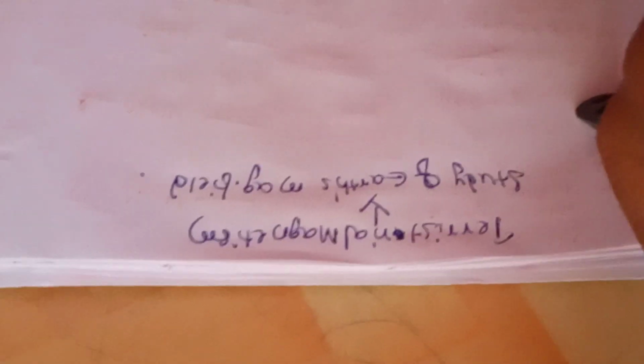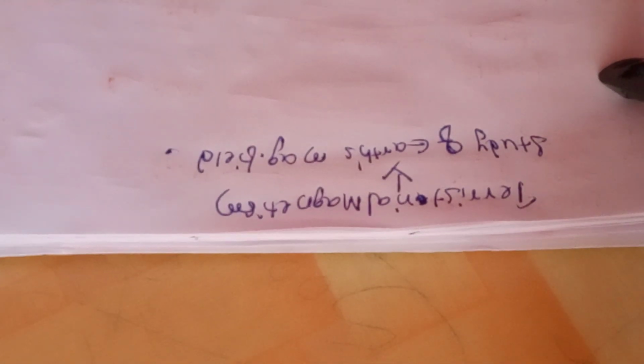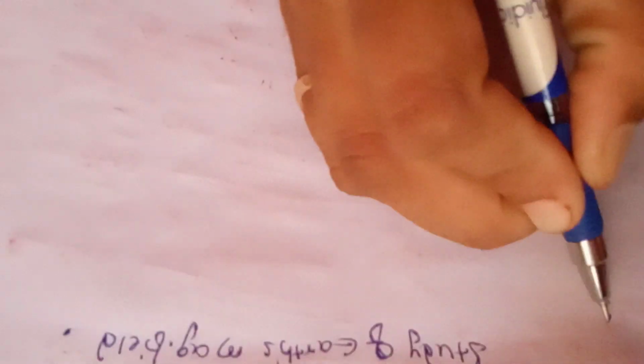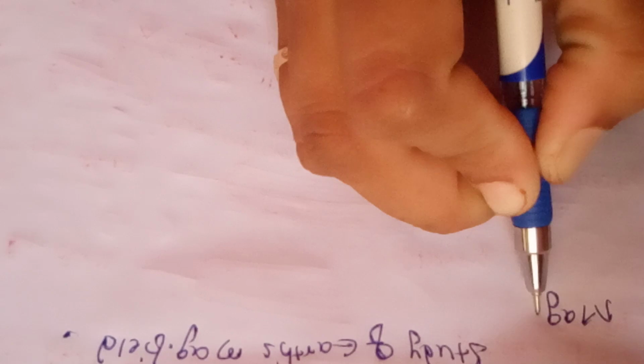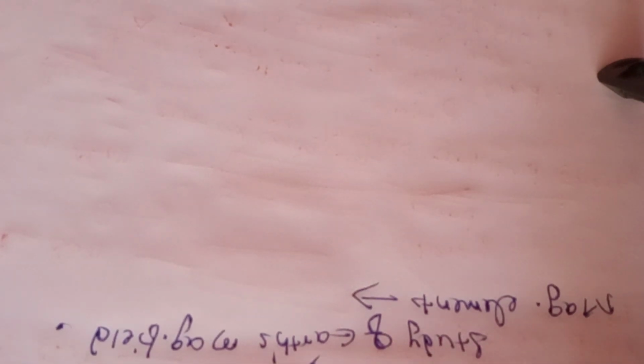Now, let us talk about first, about magnetic elements. Right? Now, magnetic elements, we are having three magnetic elements.